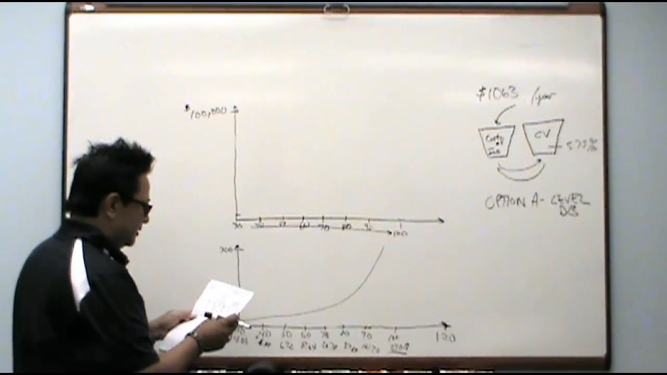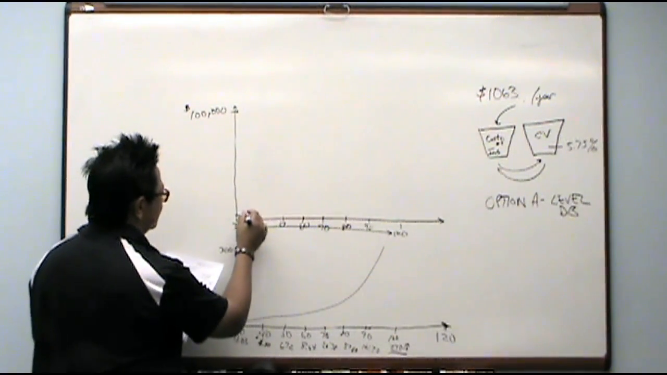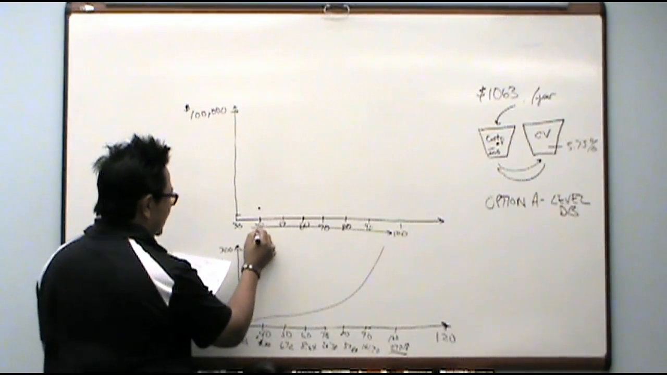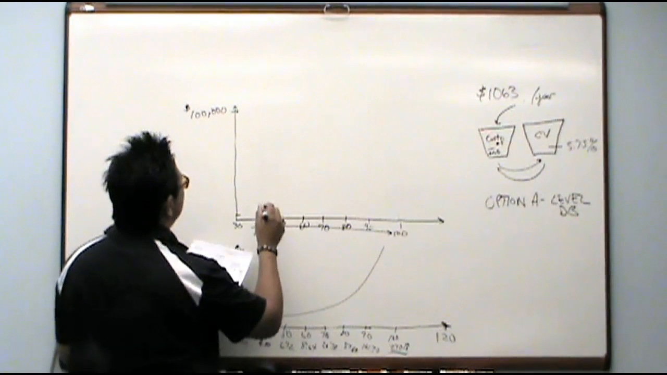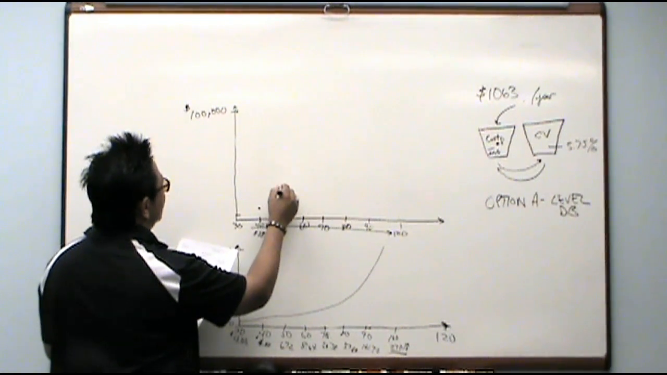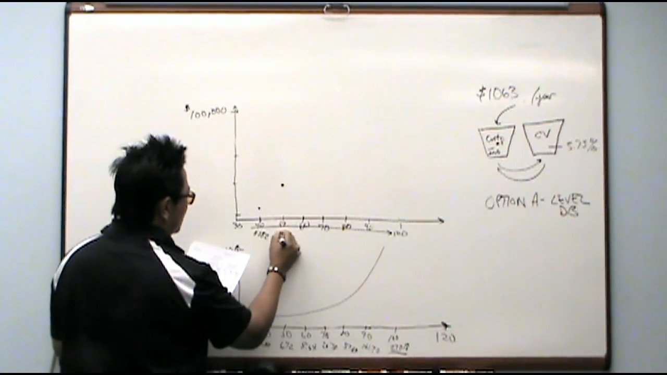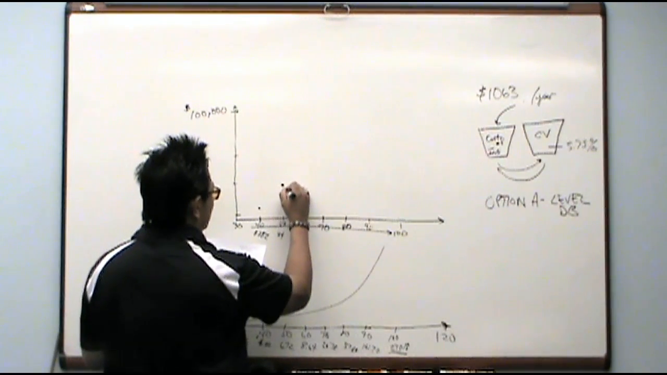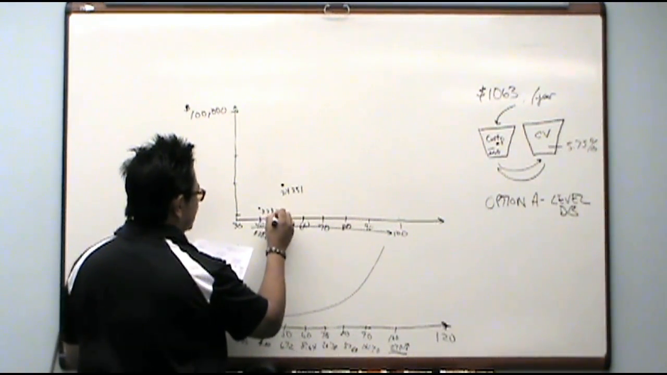So age 40, the cash value is 82. Age 50, it shoots up to about 24,251.